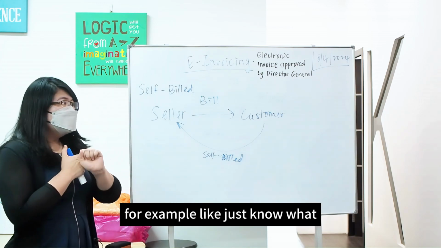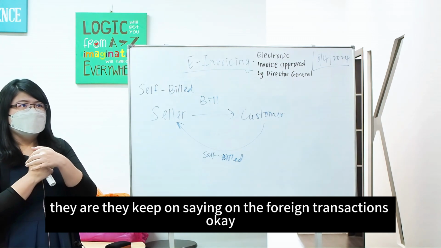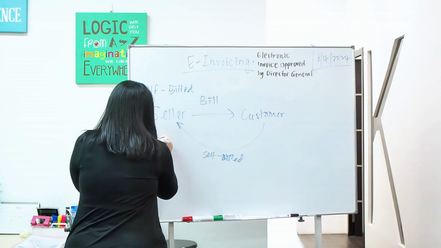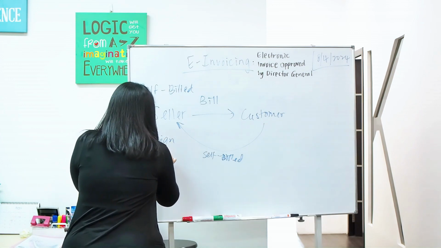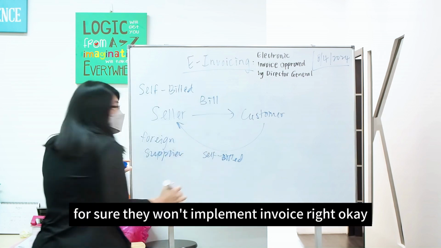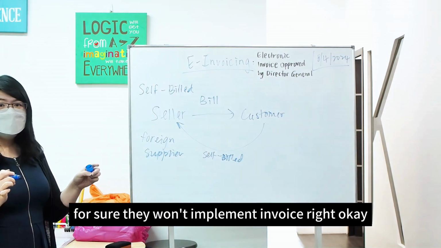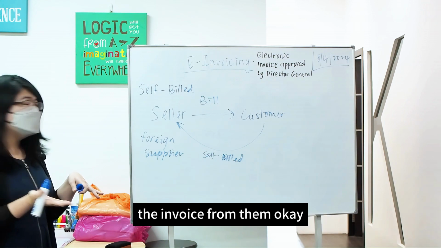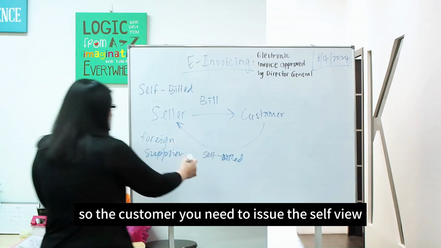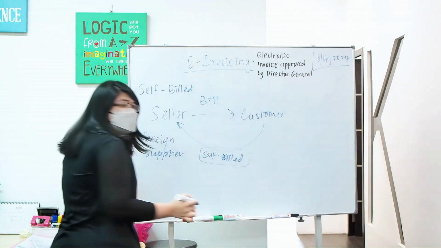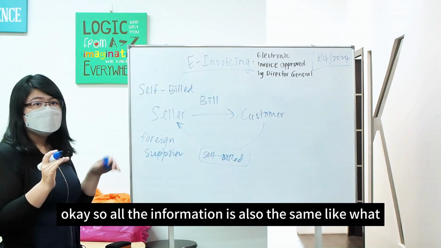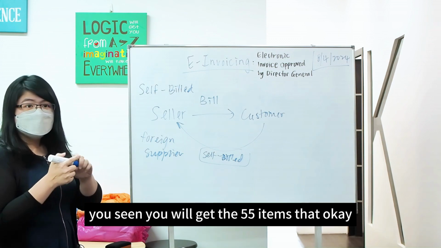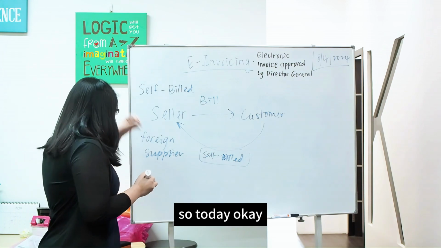Okay, for example, like what they keep on saying just now on foreign transactions. If currently you have a foreign supplier, for sure they won't implement e-invoice, right? But you still need to validate the invoice from them. So how to validate? The customer needs to issue the self-bill. All the information is also the same, like what Michelle mentioned. You still need to get the 55 items, okay?